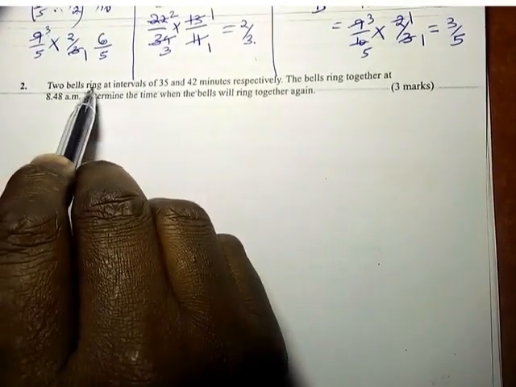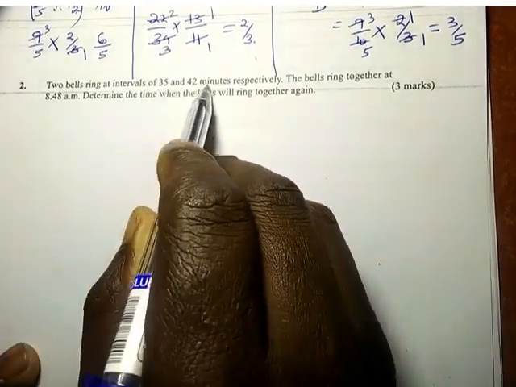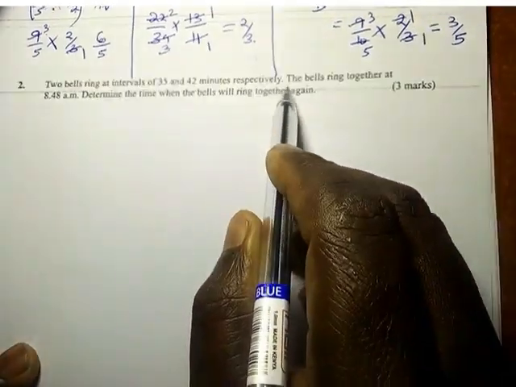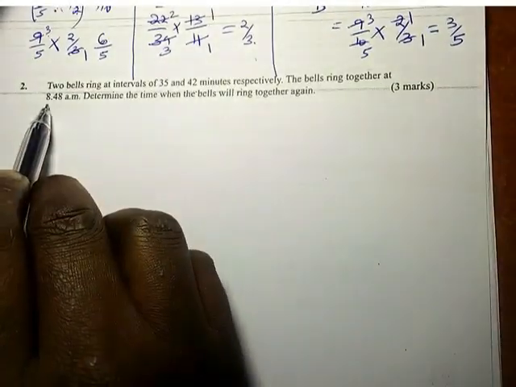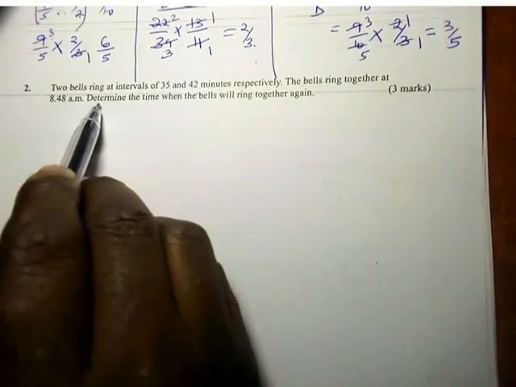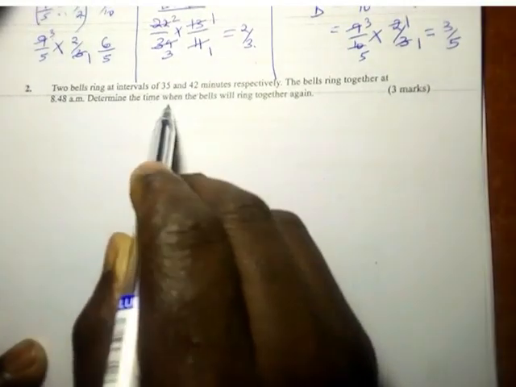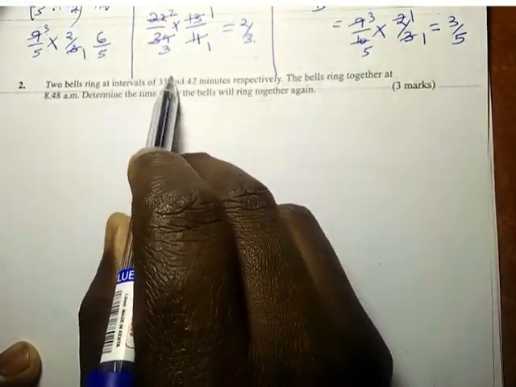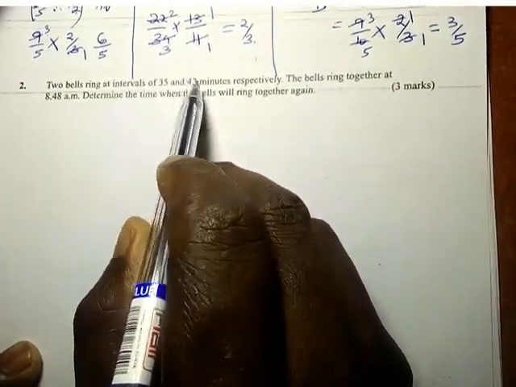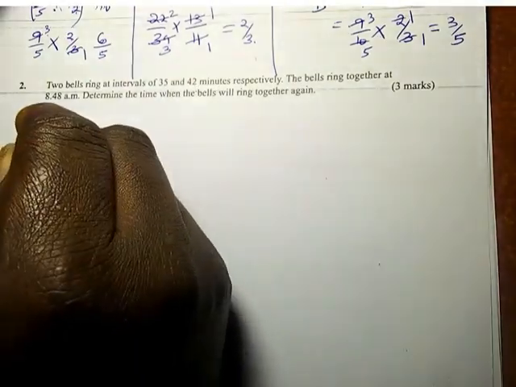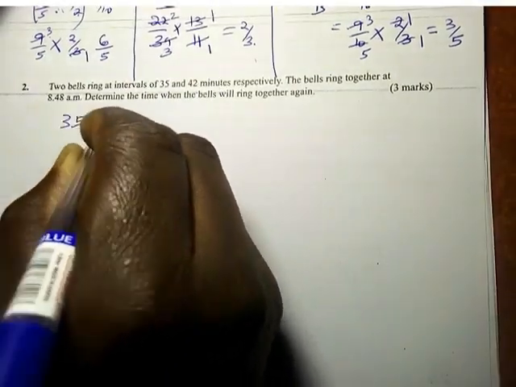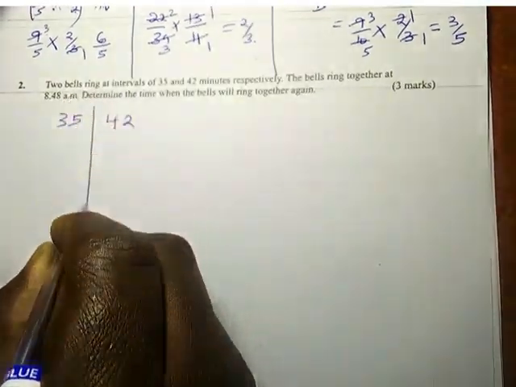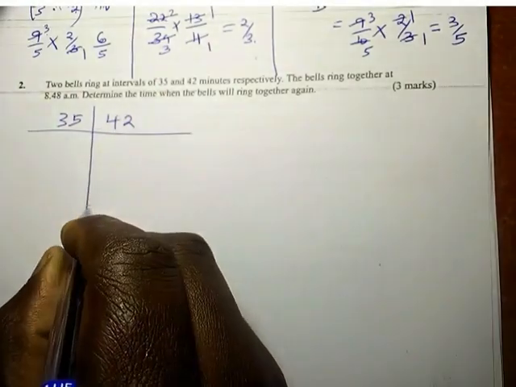Two bells ring at intervals of 35 and 42 minutes respectively. The bells ring together at 8:48 a.m. Determine the time when the bells will ring together again. When you hear that bells are ringing, the first thing that will come into your mind is the LCM. You find the LCM of the two numbers.